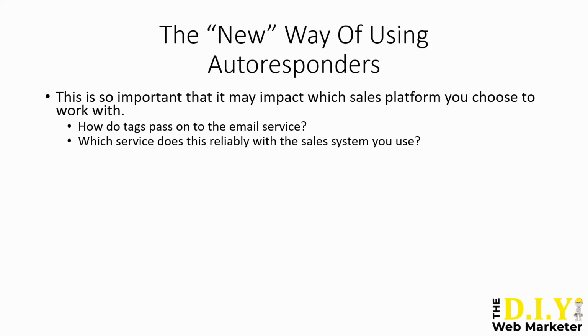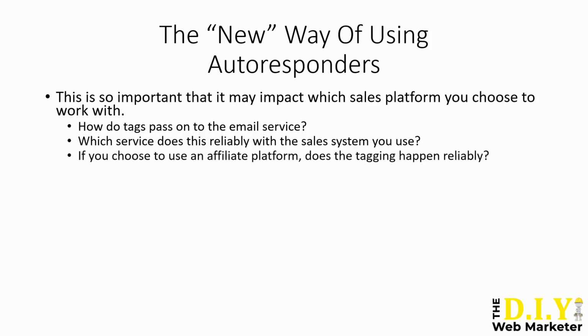And so you've got to see this happen over and over again if you're going to use, again, this new way. Now, it might sound like this is a lot of complication, but you are going to get the most out of your autoresponder if you're using your tags in this way and if you're using your sales system in this way. If you choose to use an affiliate platform, does the tagging happen reliably?